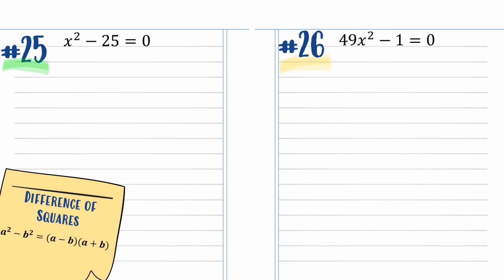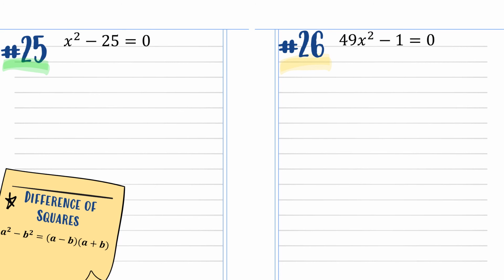Okay, for 25 and 26, both of these problems, we need to be able to recognize the special pattern, the difference of squares. So on this post-it, we have the formula for you, a squared minus b squared. If you can recognize what's being squared in your first term and what's being squared in your second term, then you can factor it into a minus b, a plus b.